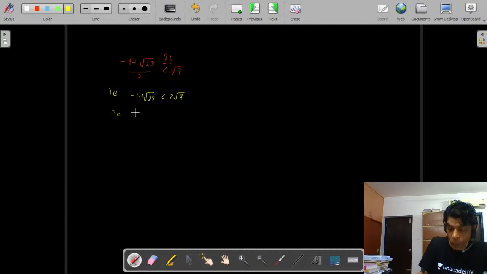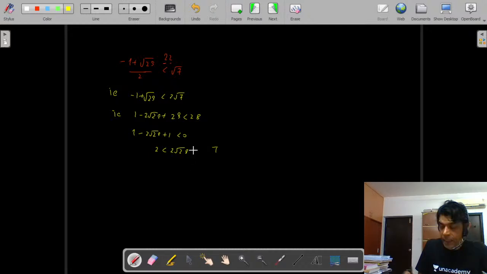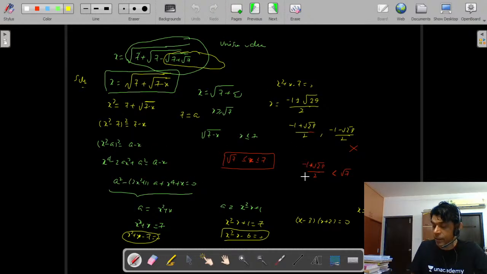That is 1 minus 2 root 29 plus 29 less than 28, and so you bring it this side. So you will get 1 minus 2 root 29 plus 29 minus 1, so plus 1 less than 0. Now you are good, because 2 less than 2 root 29, which is true. This is much lesser, so it is true, right? It means that you have proved that yes, this is indeed less than this, and so this number is also rejected because this does not lie in this range.